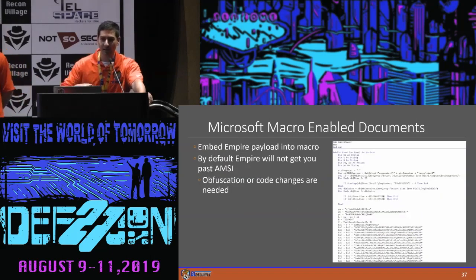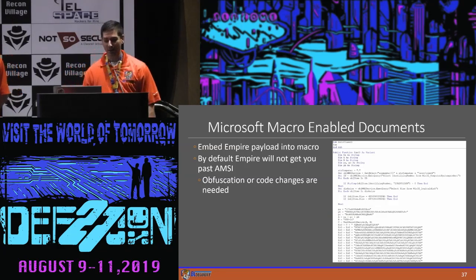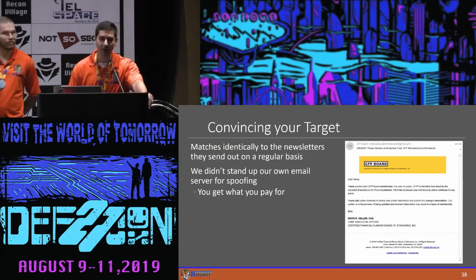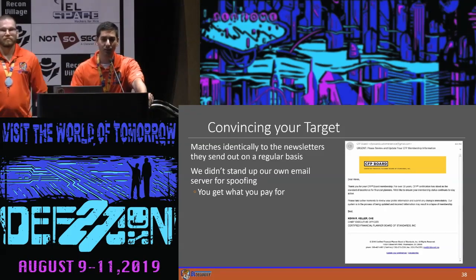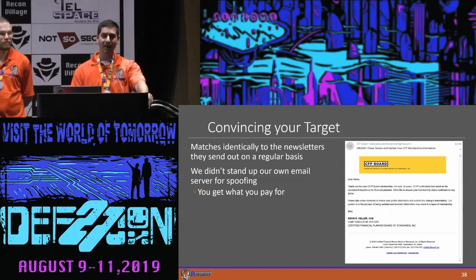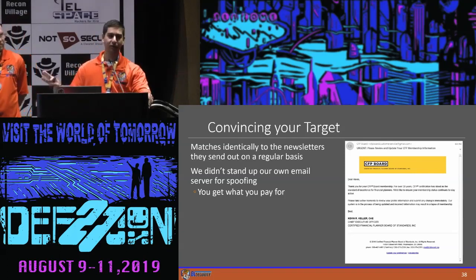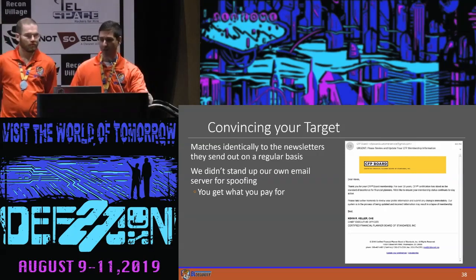We're going to take our AMSI or our Empire payload that we made earlier. We're going to embed it into our Microsoft macro-enabled document, and send that using an email that we built. This email is pretty much pulled almost exactly from a newsletter that they sent out. So we formatted it exactly like that, telling them, hey, guess what? Our system is being updated. If you want to maintain your membership, you have to go in, update your information, hit submit, and then your account won't be suspended.